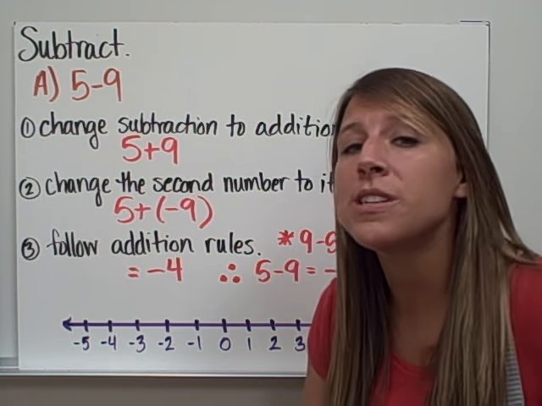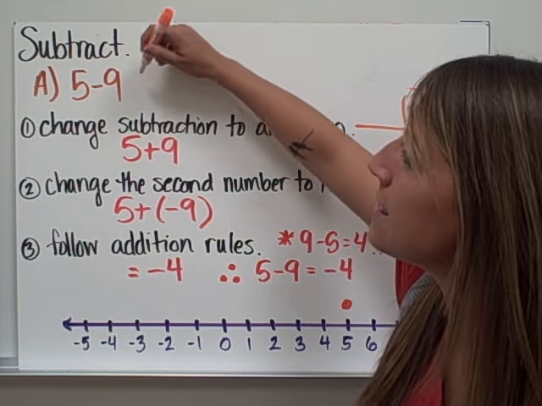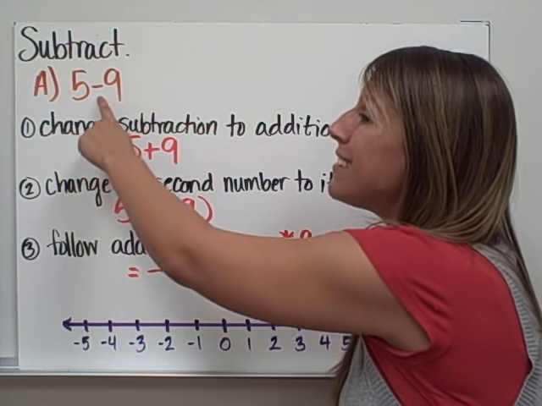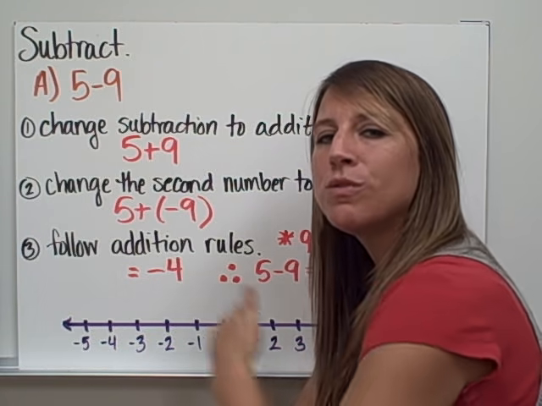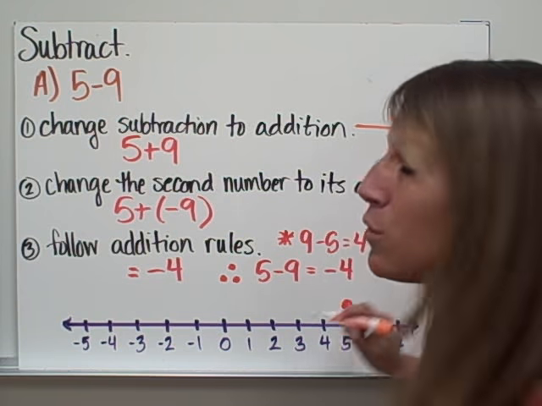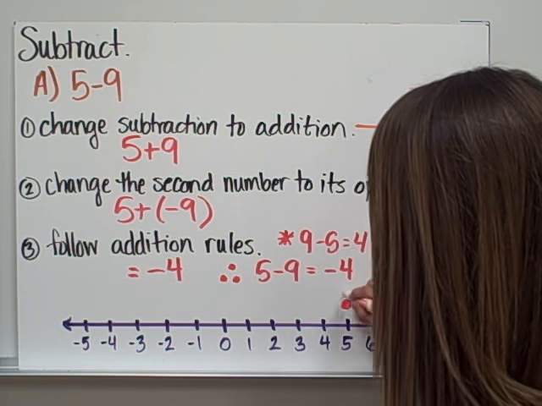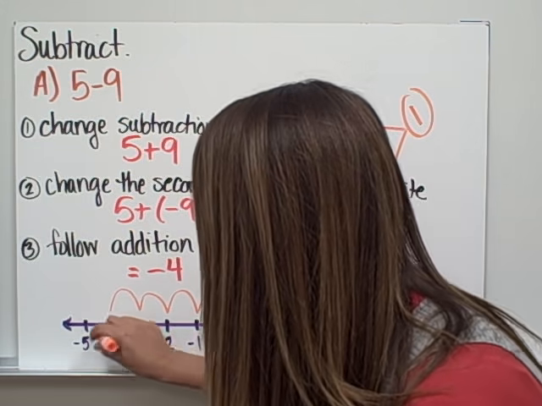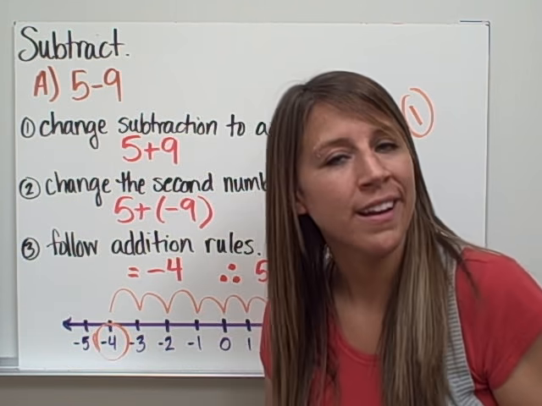If you weren't sure and you still wanted to model it on a number line, you can consider 5 minus 9 and look at the number line and say, if I'm subtracting a positive number, I move to the left on the number line. So 5 minus 9, I move to the left 9 spaces. 1, 2, 3, 4, 5, 6, 7, 8, 9. And what do you know? You end up at -4.